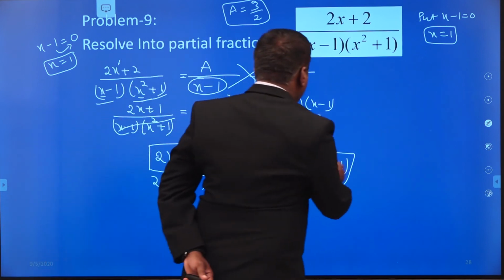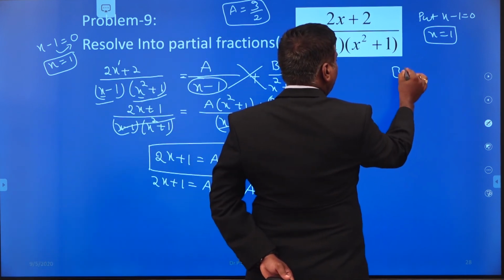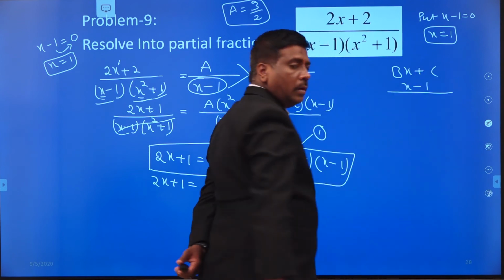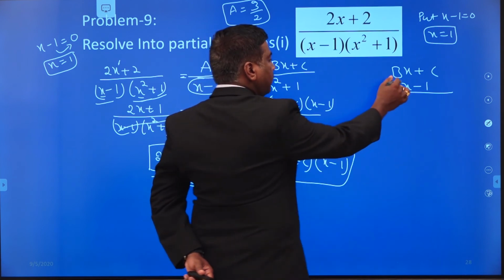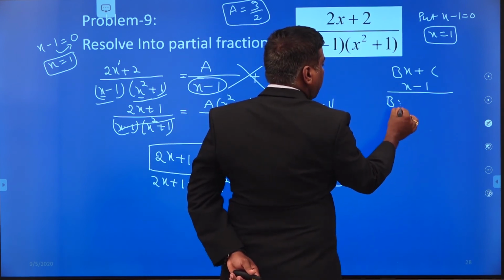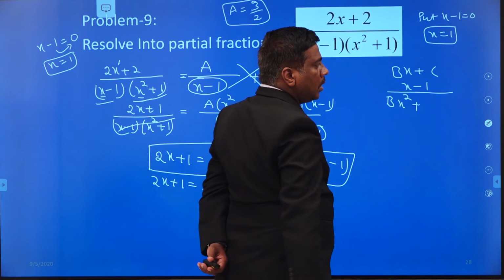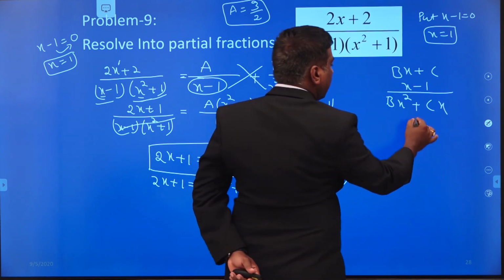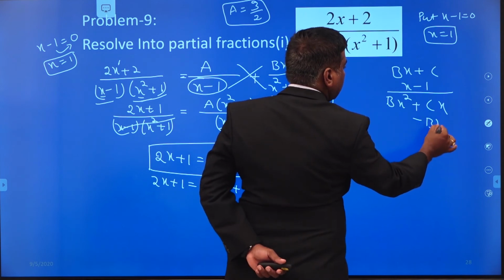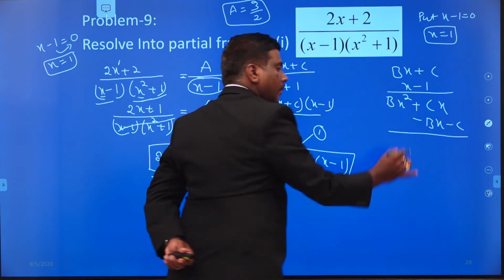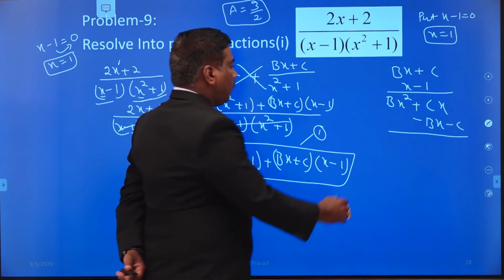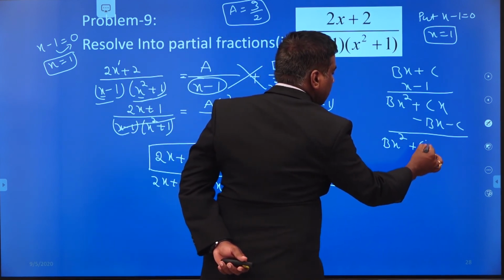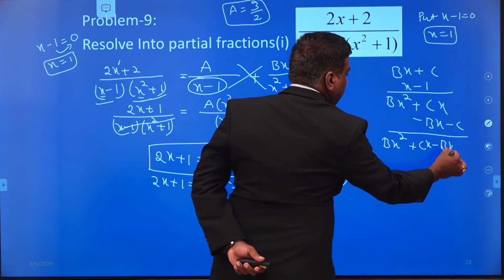Now we have to multiply bx plus c with x minus 1. Simply I have to multiply the x terms. Bx into x is bx square, plus c into x, that is cx. Next, minus 1 into bx is minus bx, and minus of c. Therefore, this is bx square plus cx minus bx minus c.